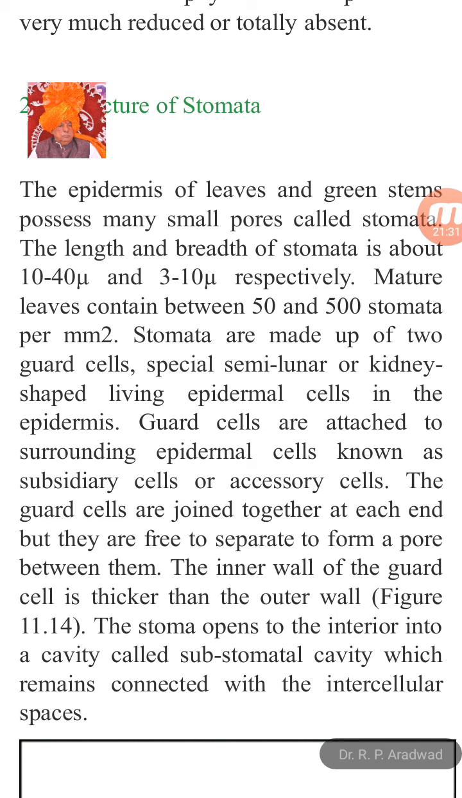Mature leaves contain 50 to 500 stomata per mm². You understand that? 50 to 500 stomata are present in a mature leaf per millimeter square. Stomata are made up of two guard cells. Two guard cells are present in the stomata.